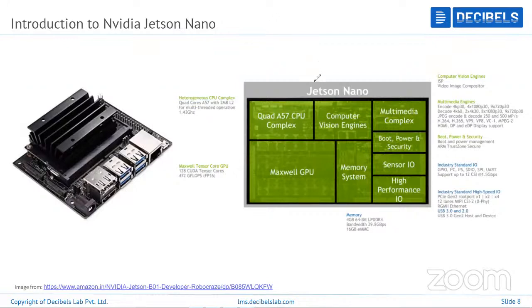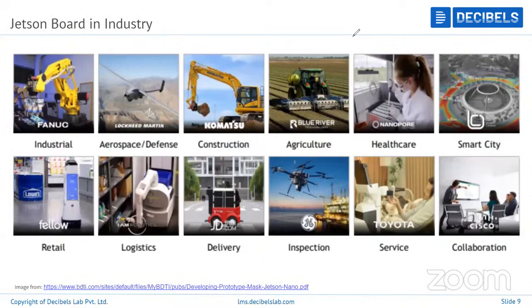This Jetson board is majorly designed for AI or machine learning applications. You could use it for computer vision or for controls and various other stuff. We'll look at a few applications so that you get a better understanding. One is industrial, like robotics, or aerospace, like drones or automatic flights, or construction, agriculture, healthcare, and many others.